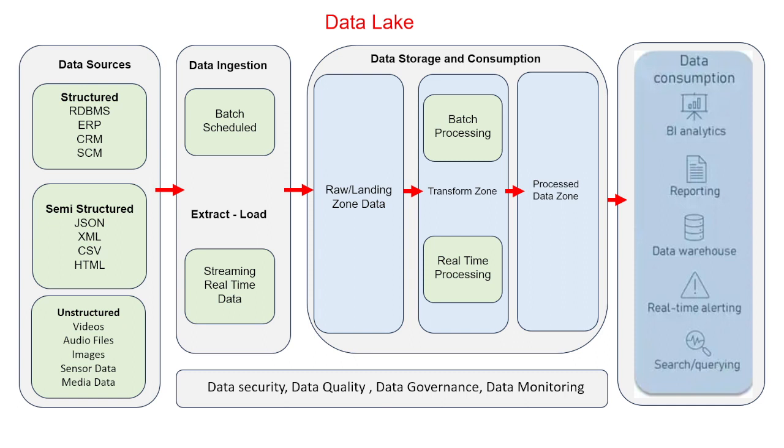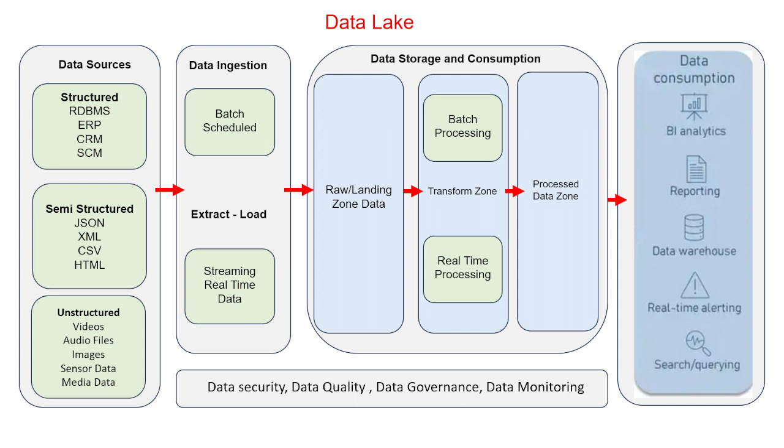And when you store this data in the data lake, as data lakes have been developed over time for enterprises, we have seen that there are three key layers in the data lake. One is the raw or landing zone, one is the transform zone, and the processed data zone. The landing zone is where you just push the data in raw format, because as part of a data lake, we never transform the data when we are ingesting it. You just copy the data, whatever is available in the source format.